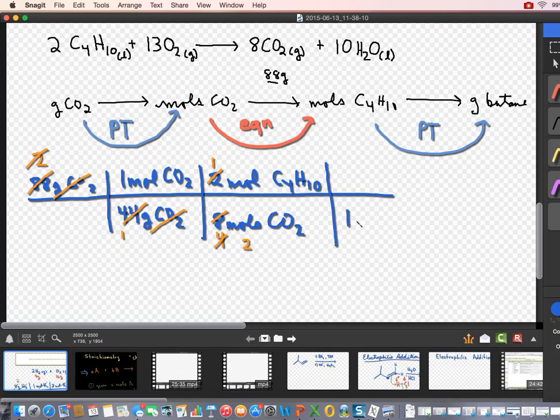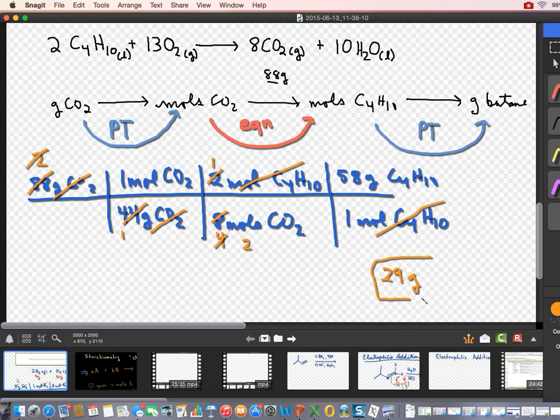Finally, 1 mole of C4H10. Now remember, each carbon is 12, so 4 times 12 is 48, plus 10 is 58. That's 58 grams of C4H10. Moles of butane cancel. 58 divided by 2 is 29 grams. That's our credited answer, which corresponds to answer choice C.